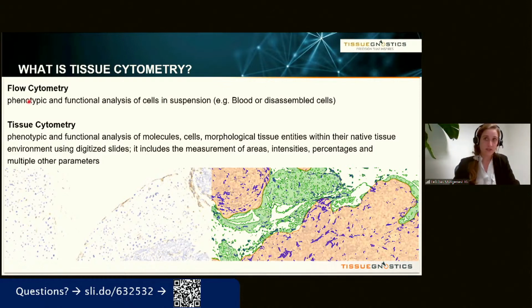In contrast, tissue cytometry is the phenotypic and functional analysis of molecules, cells, and morphological tissue entities within their native tissue environment. You're doing this by using digitized slides. And it includes the measurements of areas, staining intensities, marker intensities, percentage of marker positive cells, and multiple other parameters.